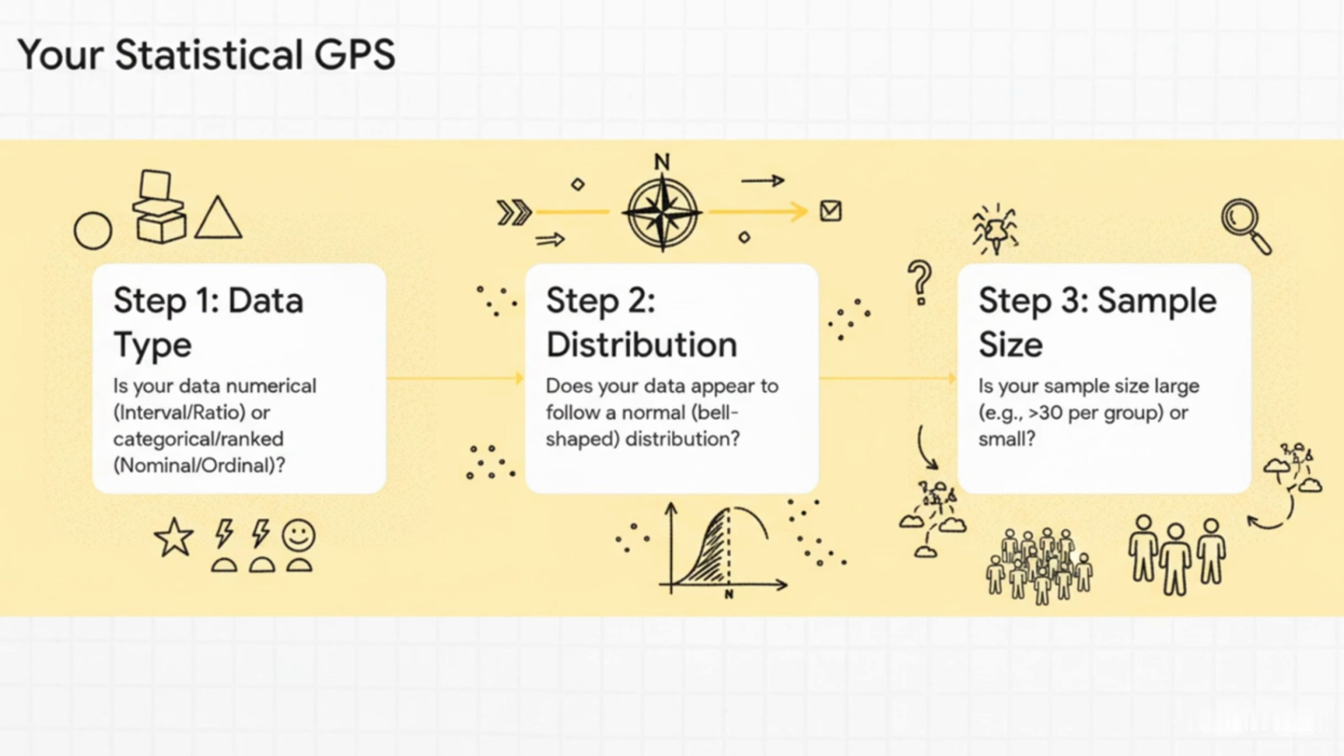Is it numbers, or is it categories or ranks? Second, what does my data's distribution look like? Is it a nice bell shape or something weirder? And third, how big is my sample? Answering these 3 questions will almost always point you straight down the right path.